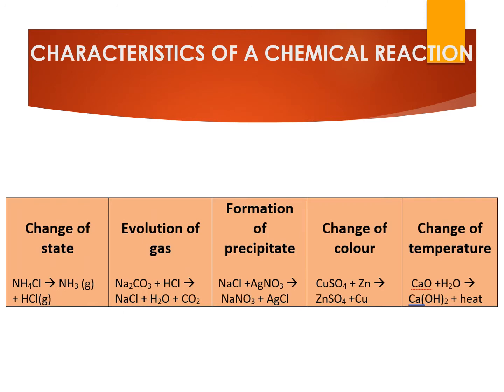Now, how would you come to know that a chemical reaction has taken place? We can come to know that a chemical reaction has taken place only if we are able to observe some observable behaviors. So such observable things are called characteristics of a chemical reaction. There are few characteristics such as change of state.